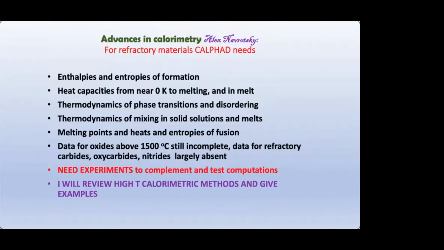The data for oxides is reasonable but still incomplete. The data for carbides, oxycarbides, nitrides, etc. is very fragmentary and largely absent. So we need experiments to complement and test computations. We need computations to both test and direct future experiments. And I will review then high temperature calorimetric methods and give some examples of things that we have done in the decade or so of our collaboration.